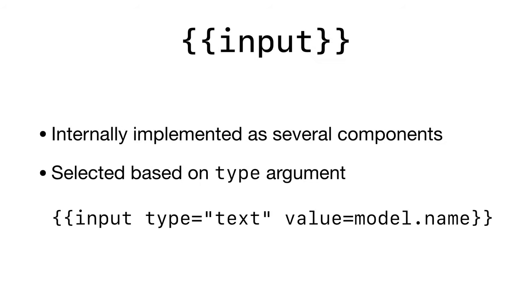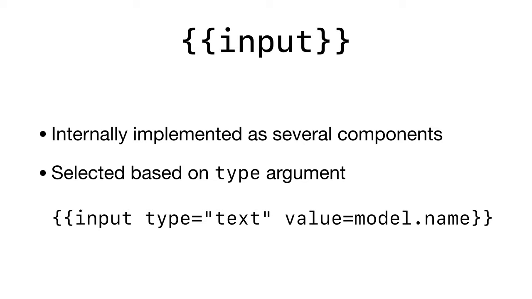Input has its own challenges. Internally, the input helper was implemented as several different components that get selected based on the type argument. So if you call input type text, it renders a text input. If you call input type checkbox, it renders a checkbox input, which is actually a different input than the text input.